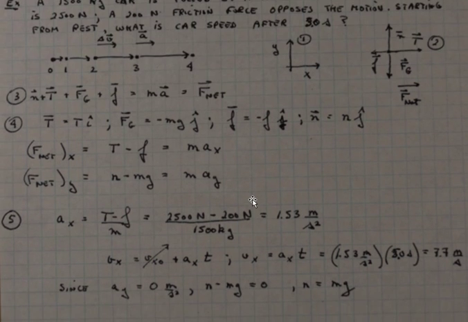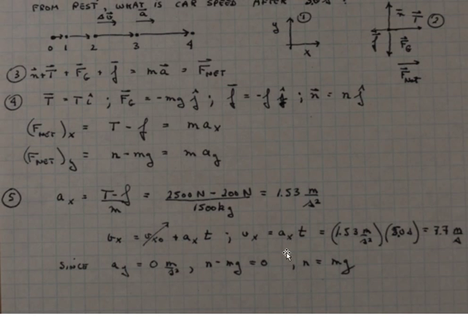So taking the equations one at a time, I can solve the x component equation for a sub x. That's T minus F over m. 2,500 newtons minus 200 newtons over 1,500 kilograms. And so the x acceleration is 1.53 meters per second squared. This could have a plus or a minus sign. Here, this is a plus sign, which means it's accelerating in the positive x direction.